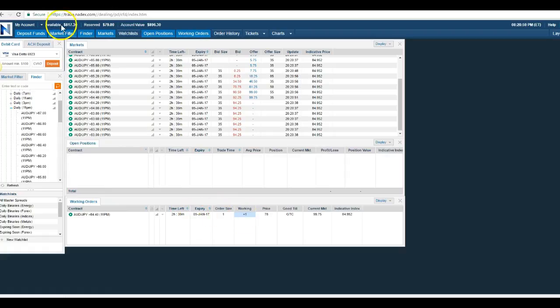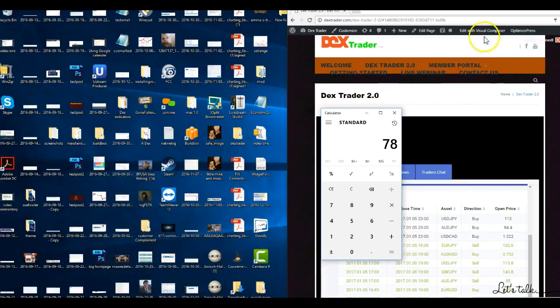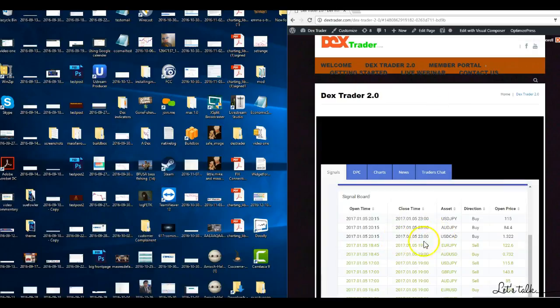But one thing it does is that it removes some money and puts it into reserve in case it gets filled, because it wants to know that I can afford to be able to do it. All right. So that's one working order down. Let's go have a look at the other one. And that one's set to the USD CAD at 1.3220.